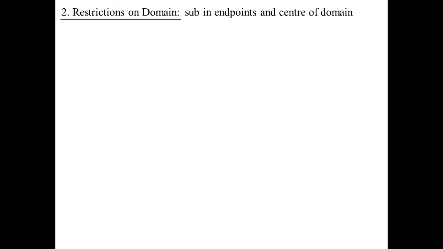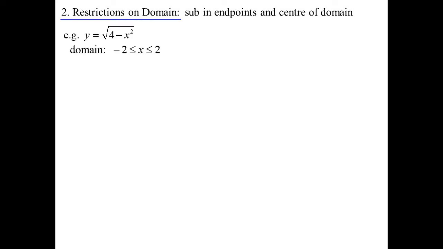Restrictions on the domain are interesting because remember the range is every possible number you can get out. So maybe there was a restriction on the domain. Rule of thumb, sub in the endpoints. I usually sub in the center. It's amazing how many of these things turn out to be symmetric. And so it usually gives you a good idea of what the range is doing.